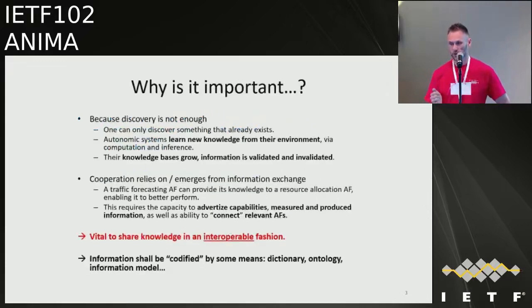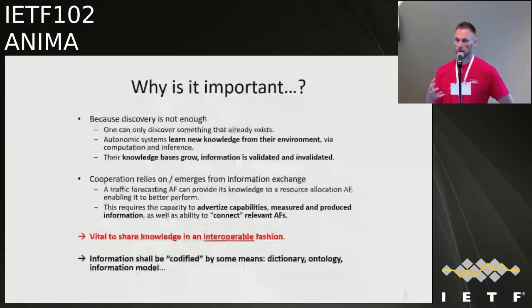So why is it important? We already have mechanisms in Anima to discover, for instance, services or objectives that autonomic functions need, but it's not always sufficient to have a discovery mechanism. The creation of knowledge is also important in autonomic networks in order to understand the context of the operation and be able to take more informed decisions.